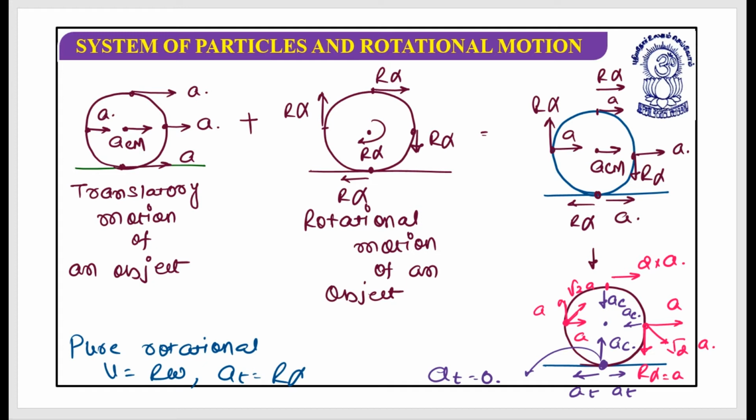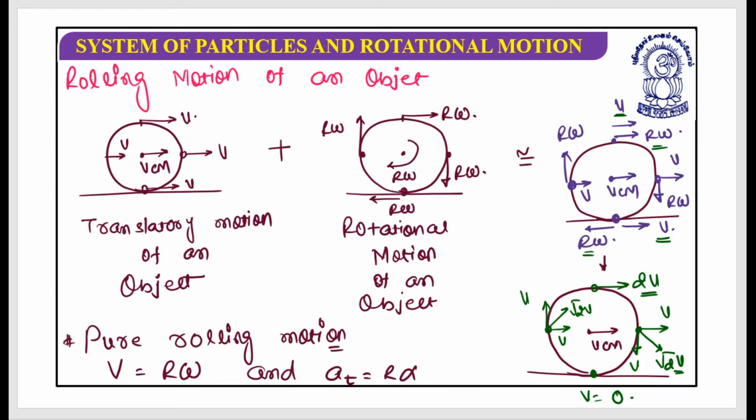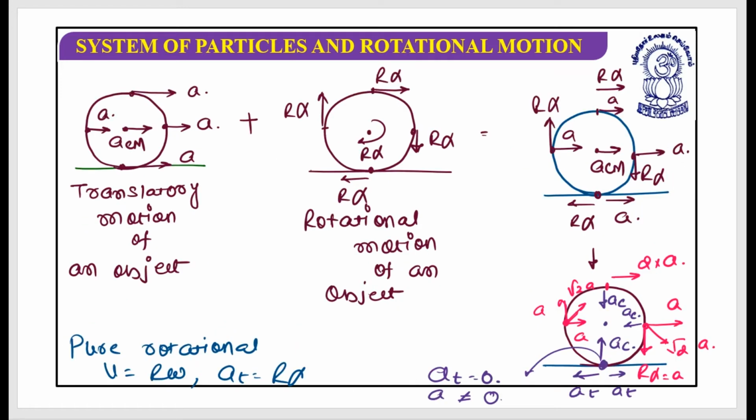No, it is not like that. But at the point which is in contact with the surface, we cannot say that acceleration equals 0. It would be non-zero. Unlike this, when we were discussing the same case with the velocity, we used to say that at the bottommost point, the point where the particle is in contact with the surface, velocity would be 0. It is not the case when we talk about the acceleration in rotational or rolling motion. I hope this is clear.